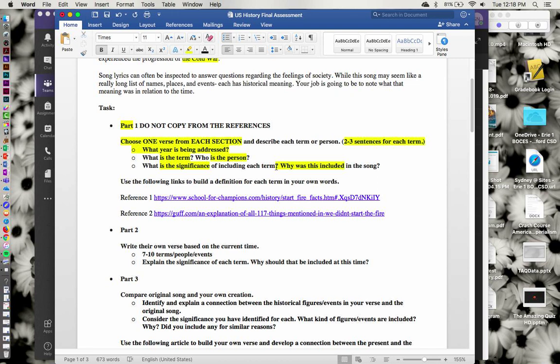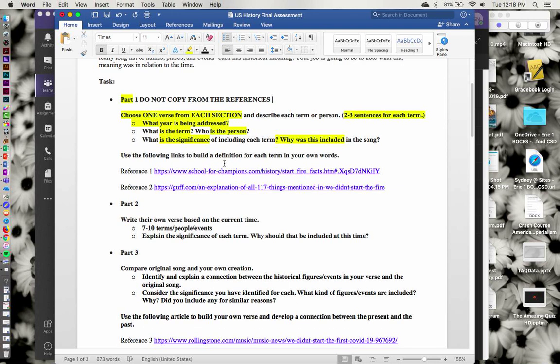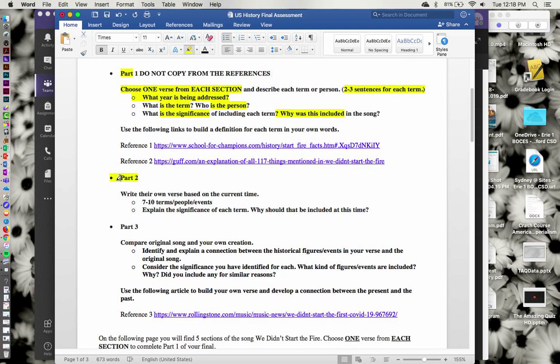You are going to read them, you're going to come up with your own answers to these questions, 2 to 3 sentences for each term. I am not asking for a paragraph, just a couple sentences that answers what is being addressed, what's the significance, tell me what's going on. All right, that's part 1. Let's go on to part 2.